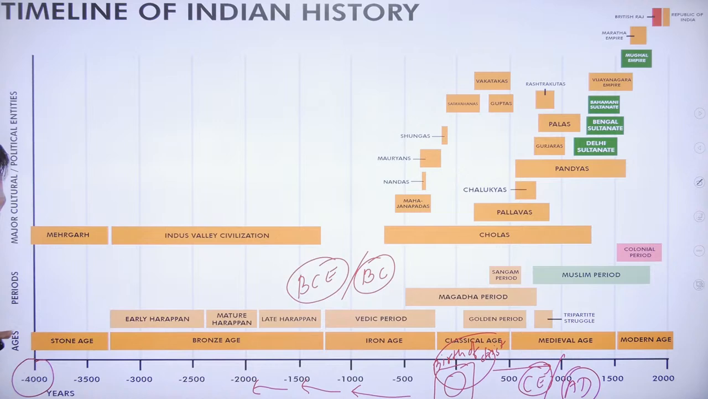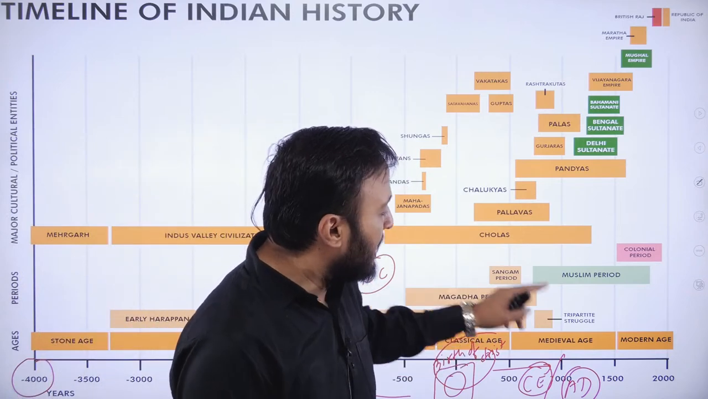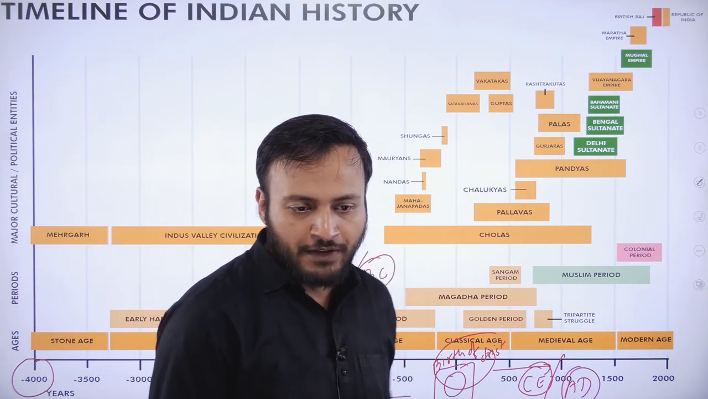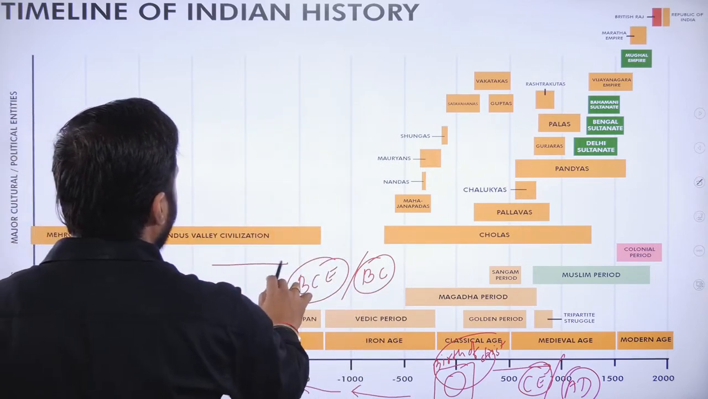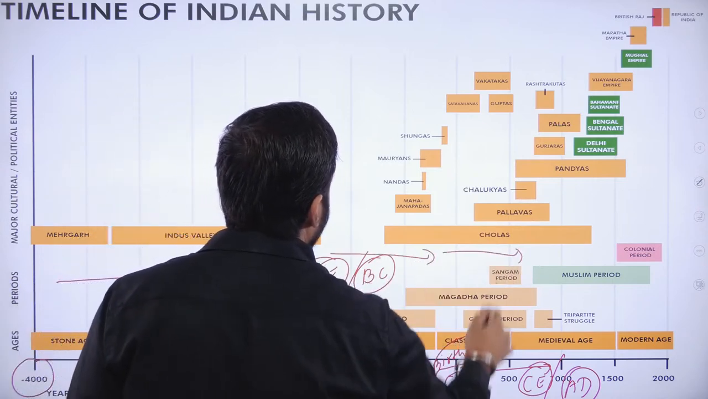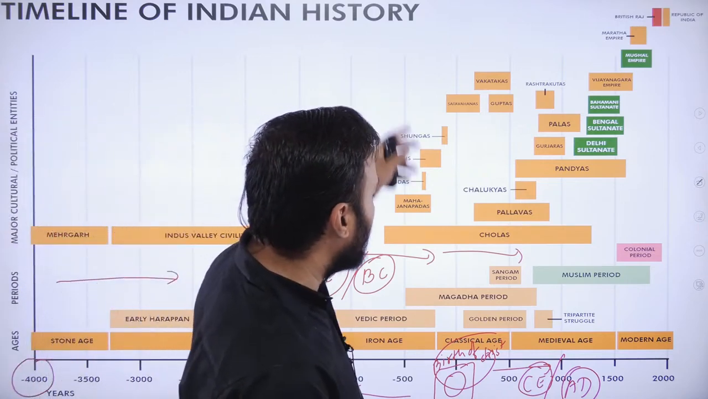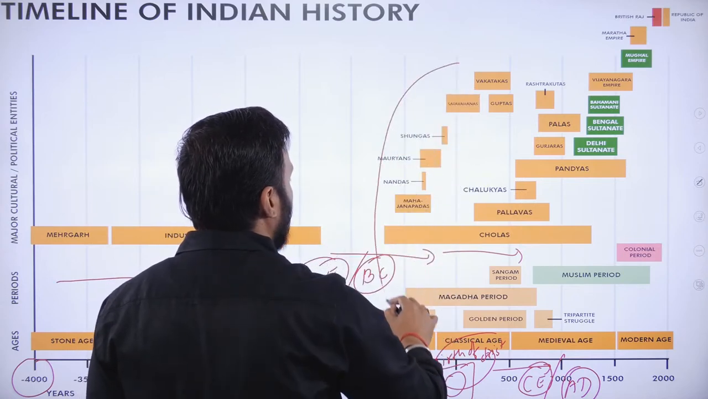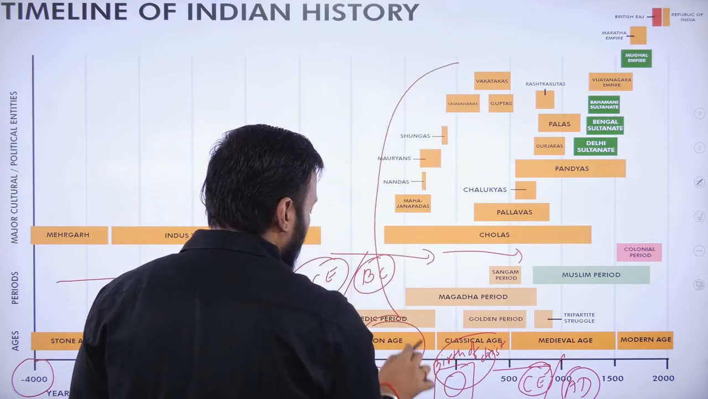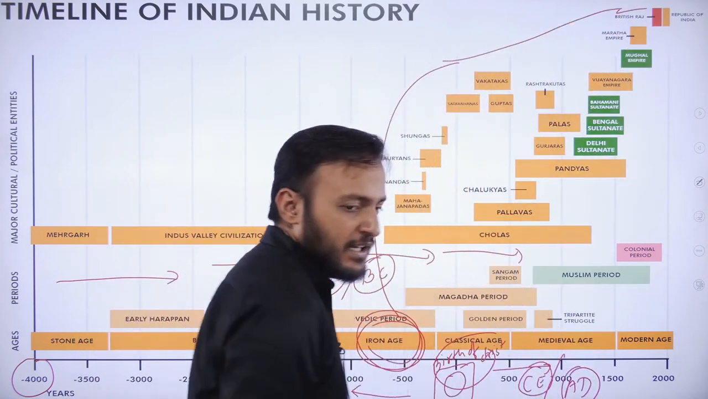So this is giving a complete overview, beginning from the Stone Age, then Bronze Age, then Iron Age, then Classical Age, Medieval Age, and Modern Age. Okay, everyone? So this is the complete timeline of the Indian historical ages. Got it, everyone? So here you can see the different dynasties, and we can see that most of the dynasties started developing in the Iron Age. And after that, continuous developments are taking place.